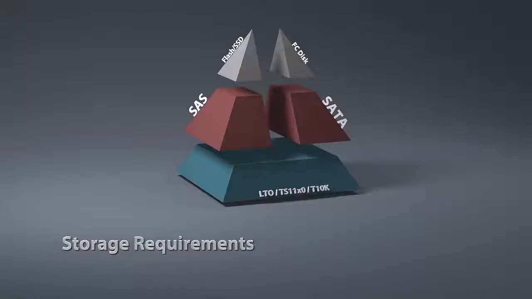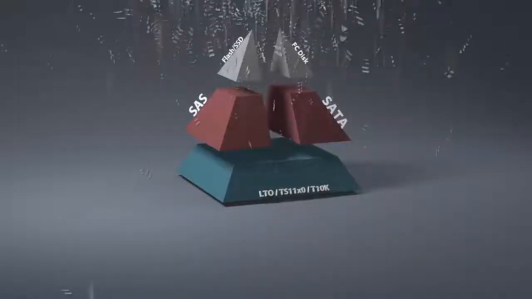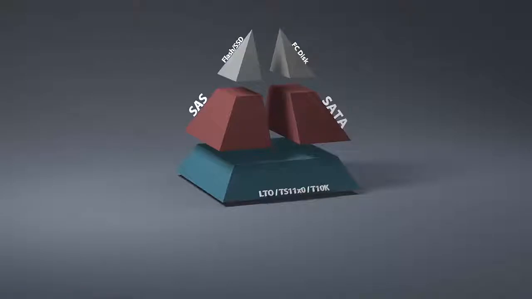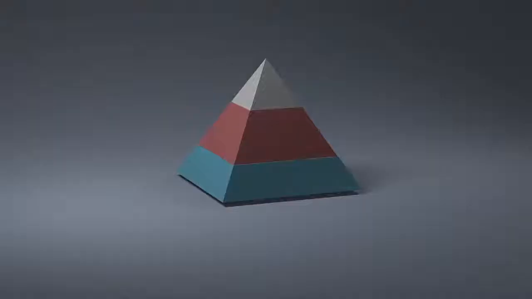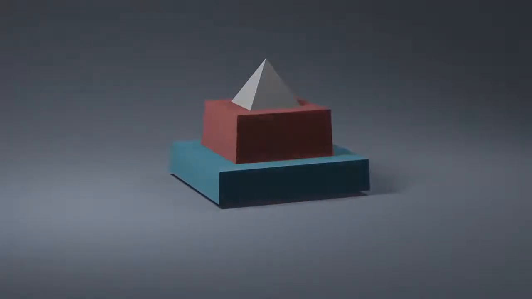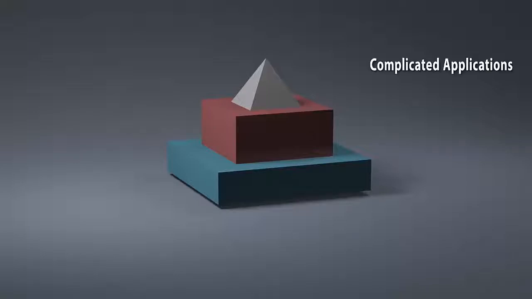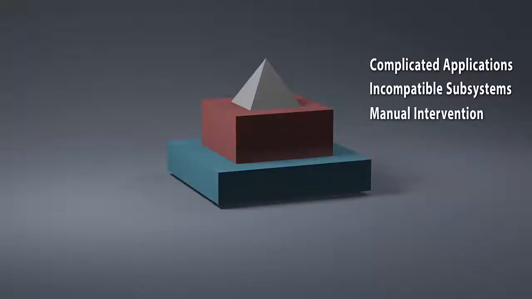We want to match storage requirements to storage resources, so it seems this pyramid would make that easy. But the truth of the matter is, it's been a very complex and sometimes impossible task for IT professionals. According to Mark Peters of Enterprise Strategy Group, this pyramid has never actually existed. The pyramid implies that it's an easy and smooth transition between the different layers of storage, but that's not been the case. The pyramid has actually looked more like a tiered cake, with steep drop-offs between each layer, and movement between these tiers has required multiple, complicated applications, incompatible subsystems, or manual intervention, which makes management and tracking a nightmare if even possible.